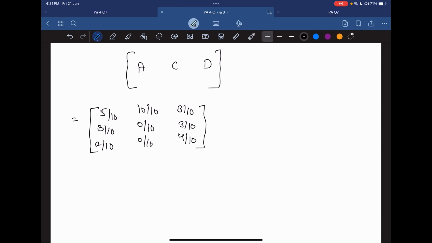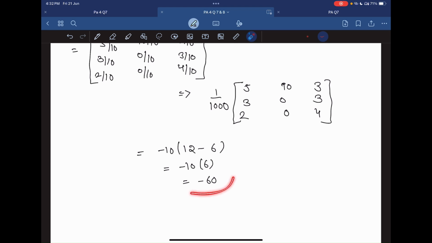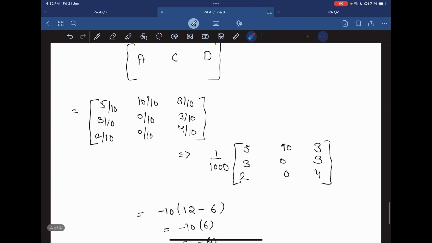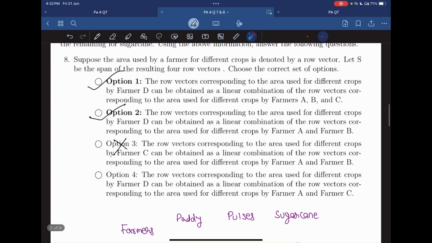So again, just to simplify as in option 3, I will take 1 by 10 common from each row. So I will be finding the determinant along this column expansion. So again, the determinant is non-zero. That means these vectors are linearly independent. So D cannot form a linear combination of A and C. So option 4 is also wrong.